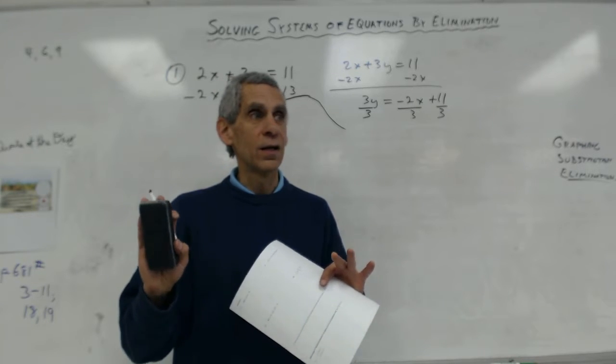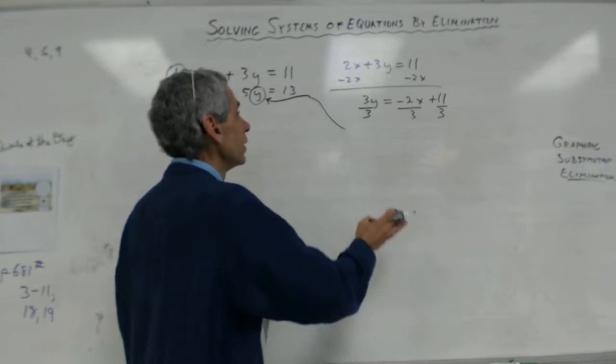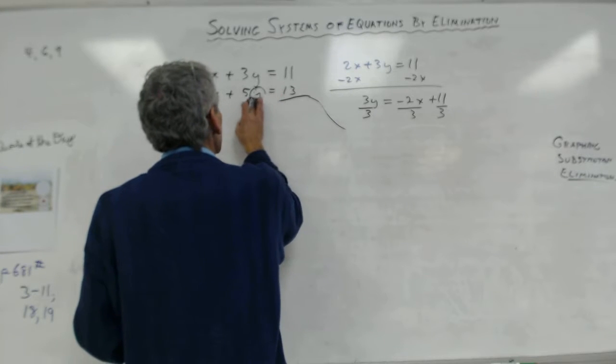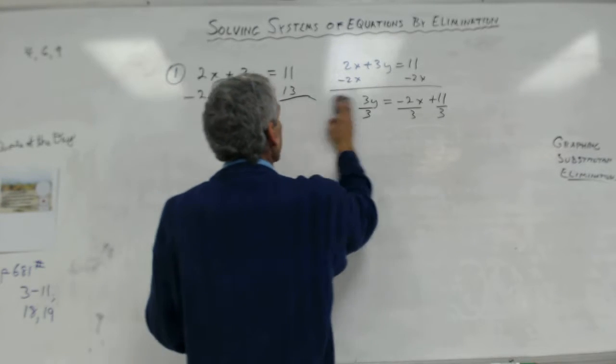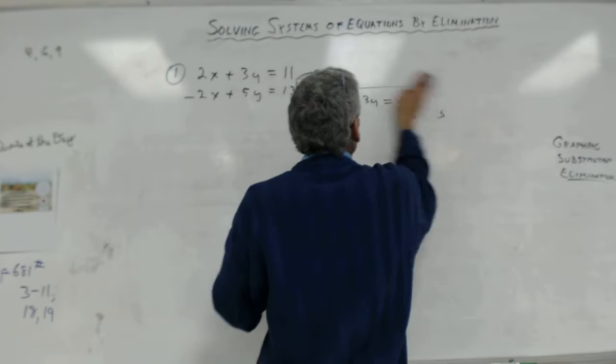Hopefully there's another way to do this that is way easier. So I'm going to erase my little circle around the y. Erase this.